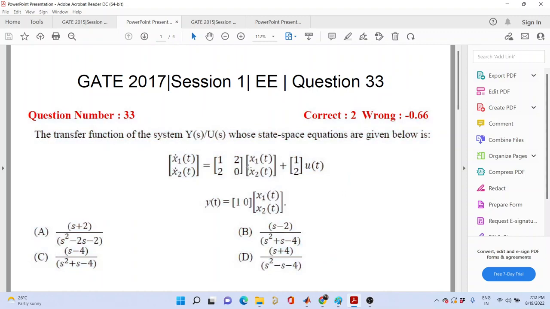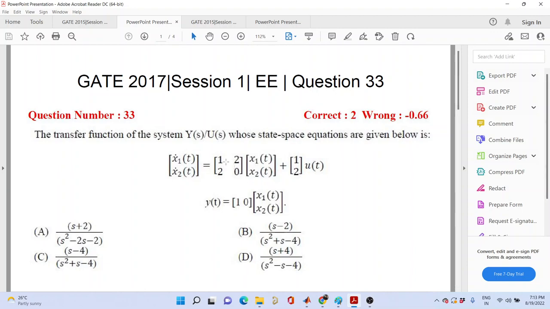So the thing is, you know what the characteristic equation is? Yes, sir. You have gone through engineering mathematics, right? So how do you find the characteristic equation in matrix theory? Determinant of sI minus A equal to 0, sir.